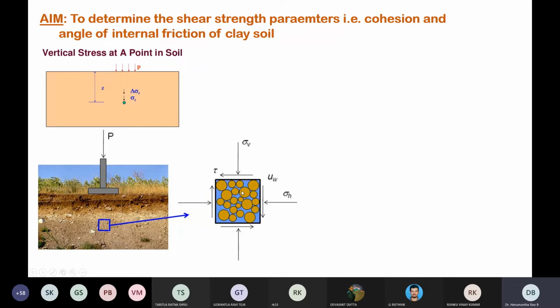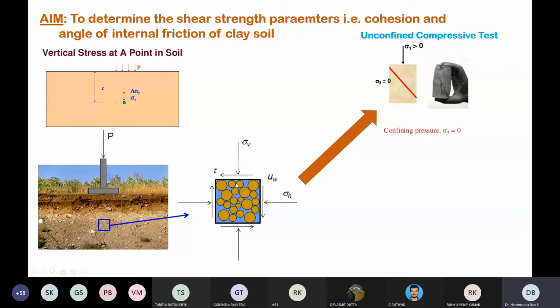When we explained unconfined compressive strength, we simplified this stress strain diagram such that we removed sigma H. We assumed there was no development of pore water pressure because the test is very quick, and there was no shear stress acting on the sample. So we applied only sigma V until the sample fails under shearing condition. That is called an unconfined compressive strength test, where sigma 3 is 0.